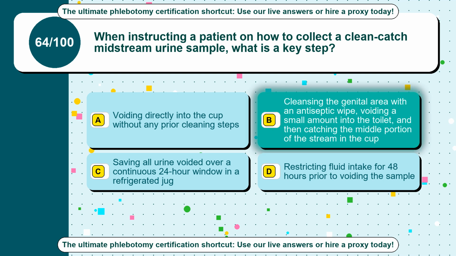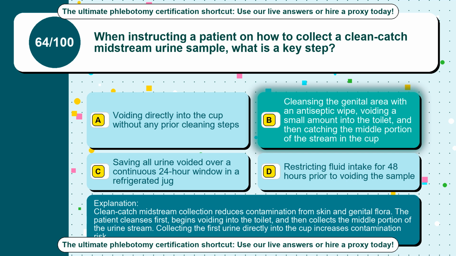The correct answer is option B. Cleansing the genital area with an antiseptic wipe, voiding a small amount into the toilet, and then catching the middle portion of the stream in the cup. Clean catch midstream collection reduces contamination from skin and genital flora. The patient cleanses first, begins voiding into the toilet, and then collects the middle portion of the urine stream. Collecting the first urine directly into the cup increases contamination risk.